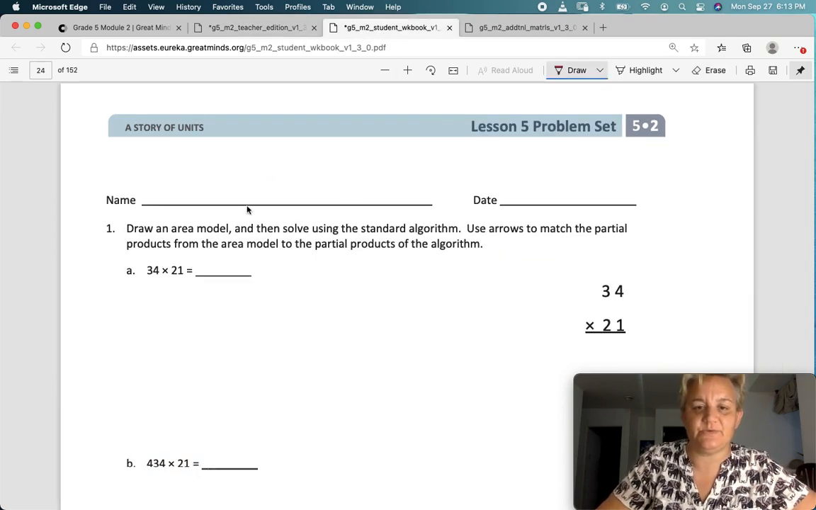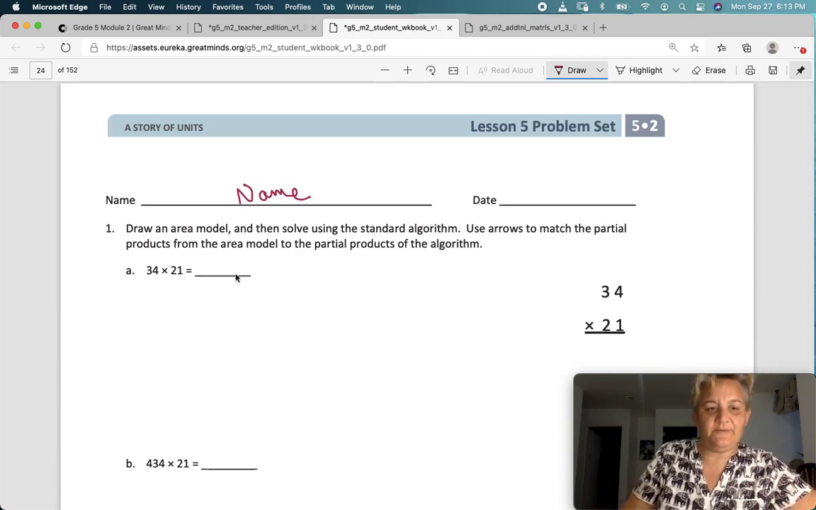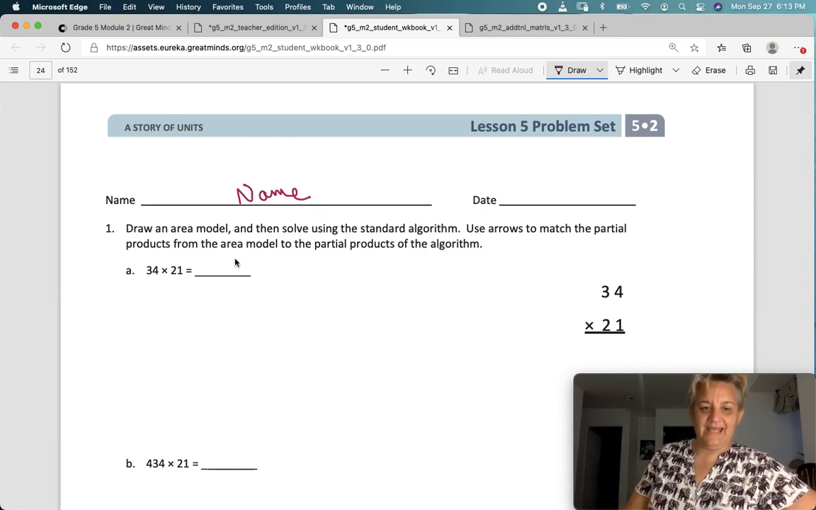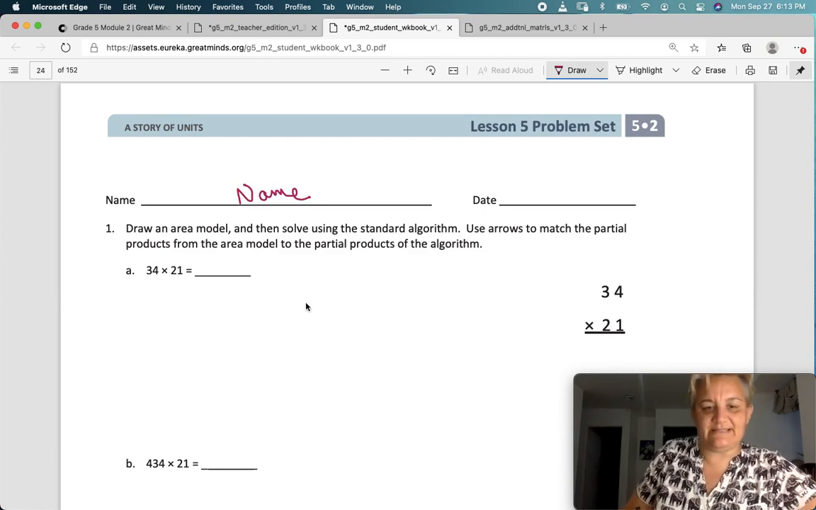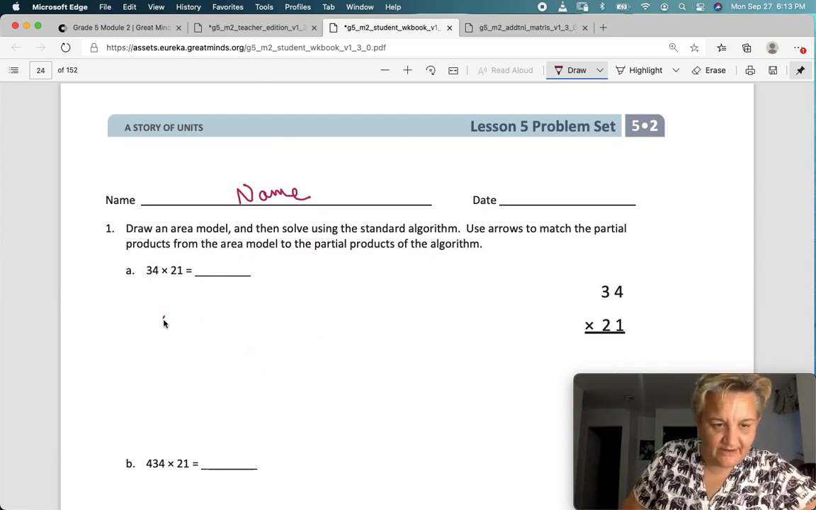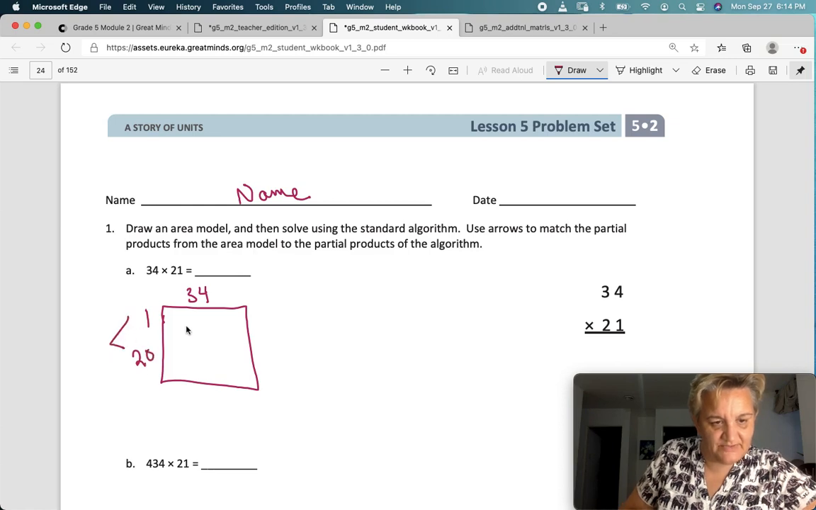Okay, so that is the objective. Let's go to the Learn book. Name on your paper, draw an area model, and then solve using the standard algorithm. My area model is going to be a big square, and I'm going to put the 34 on top and then 21 on the side, but I'm going to split this into 1 and 20. That's my distributive property right there.